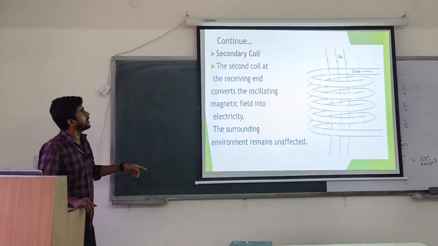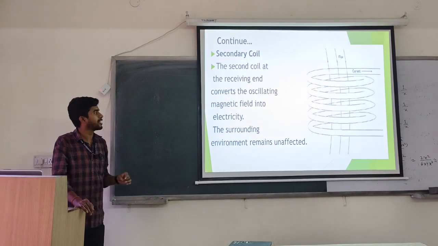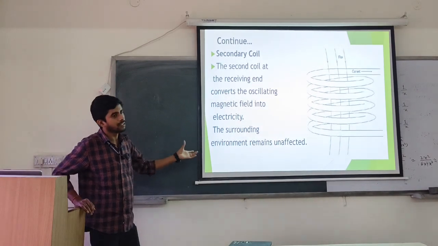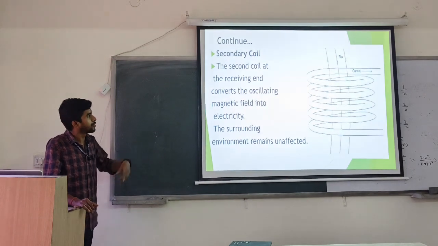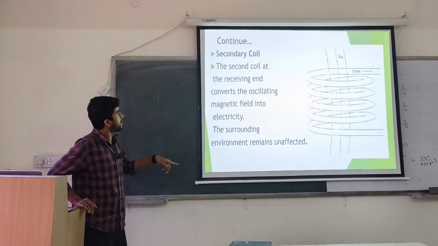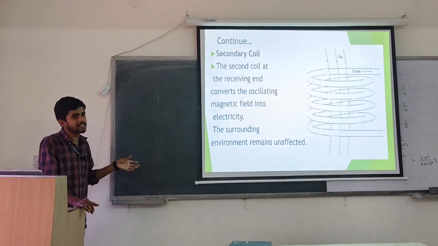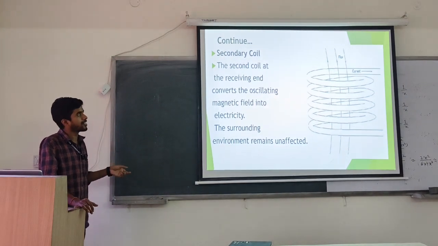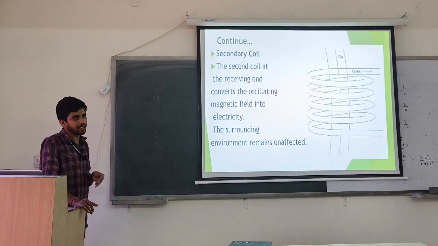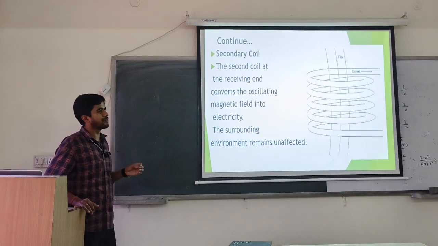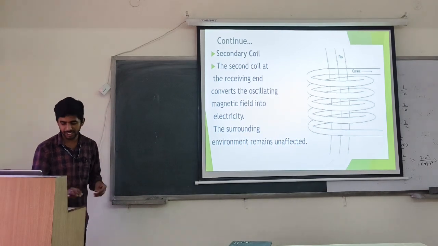And the secondary coil at the receiving end converts the oscillating magnetic field into electricity. The secondary coil receives the magnetic field lines, then it converts the magnetic field into electricity. In this power transmission, as the power transmitter forms a magnetic field, the environment remains unaffected, because many of the systems do not interact very well with a magnetic field as compared to the electric field or AC current.